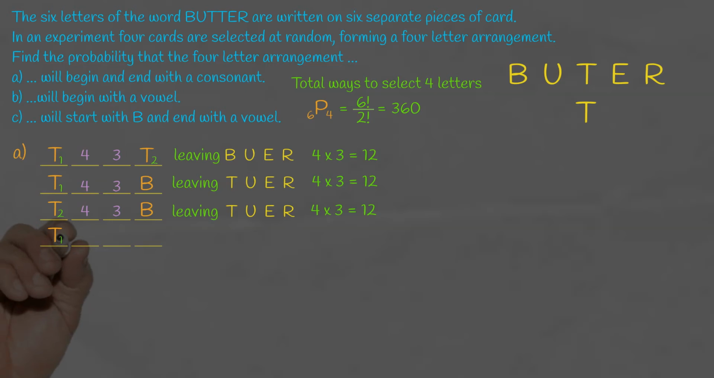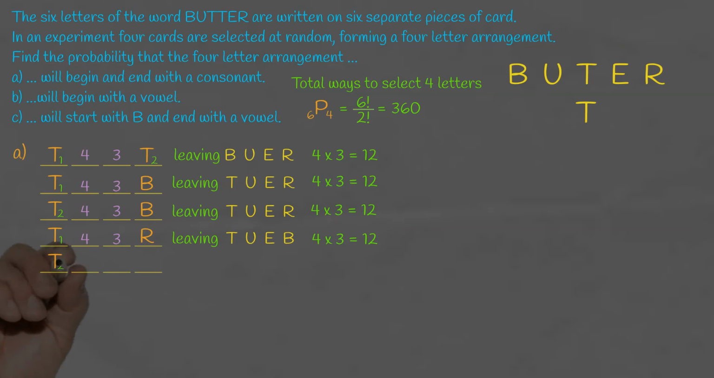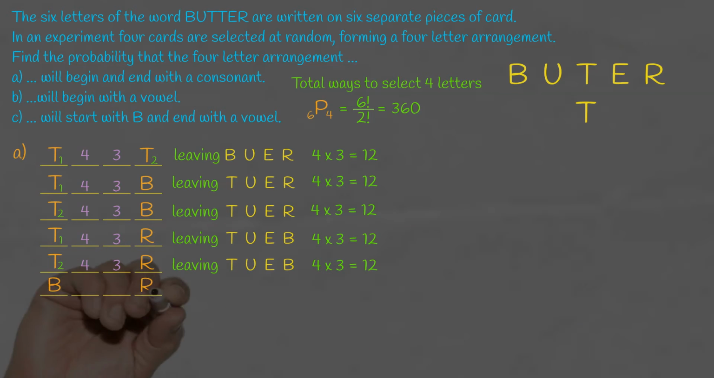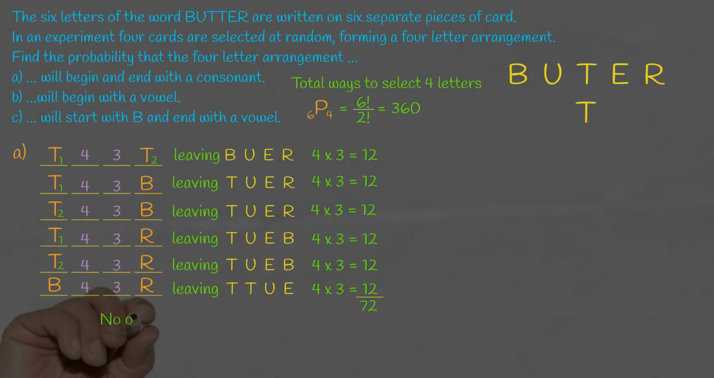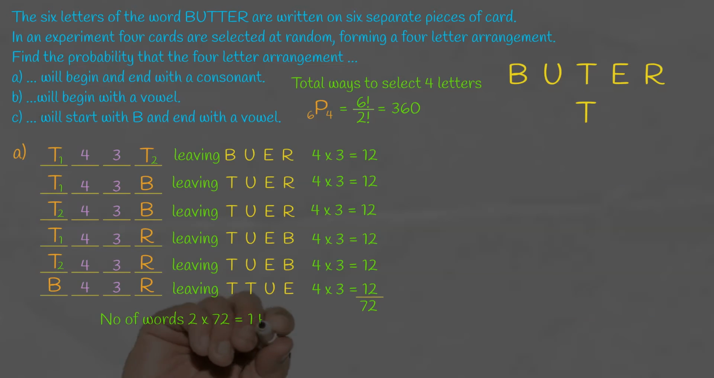If we now continue doing this for all the other possible combinations of choosing a consonant at the beginning and the end, we end up with 72 different combinations. However, all these letters could be switched. For instance, we could have a T2 at the beginning and a T1 at the end. Therefore, we have to times this by 2, so there's 144 different ways we could pick the cards, so there's a consonant at the beginning and a consonant at the end. Therefore, the probability is 2 over 5.